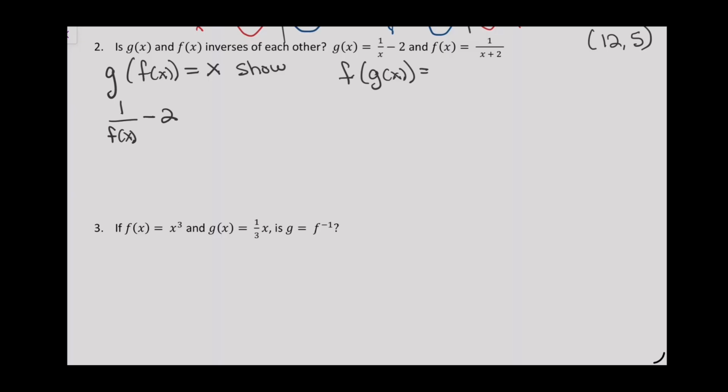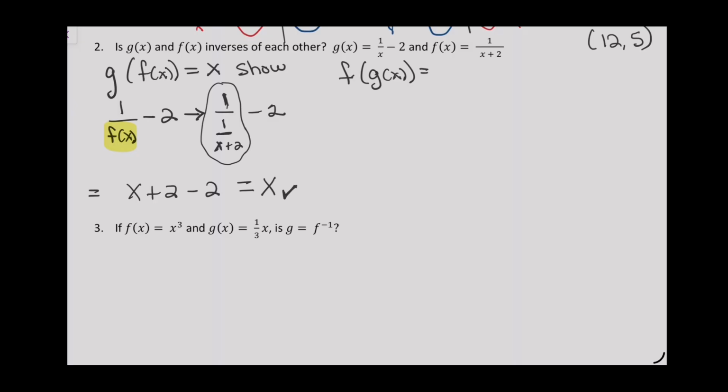And in that x spot, I'm going to put the entire f of x function. So it will look like 1 over x plus 2, and then a minus 2 after that. Holy smokes. Well, if I have a fraction divided by a fraction, I multiply by the reciprocal. So this part will end up being x plus 2 minus 2, and we did get it to equal x. So this one is done.